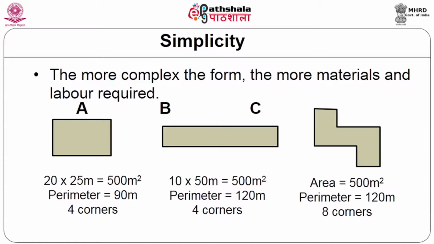When you have a Z kind of shape, the perimeter is the same as the linear one, but it has 8 corners, which means there will be more labor. So, it is very important that when you are designing, the embodied energy or the materials which we use within a building should be taken into account, because this all has an impact on the embodied energy of the overall building.